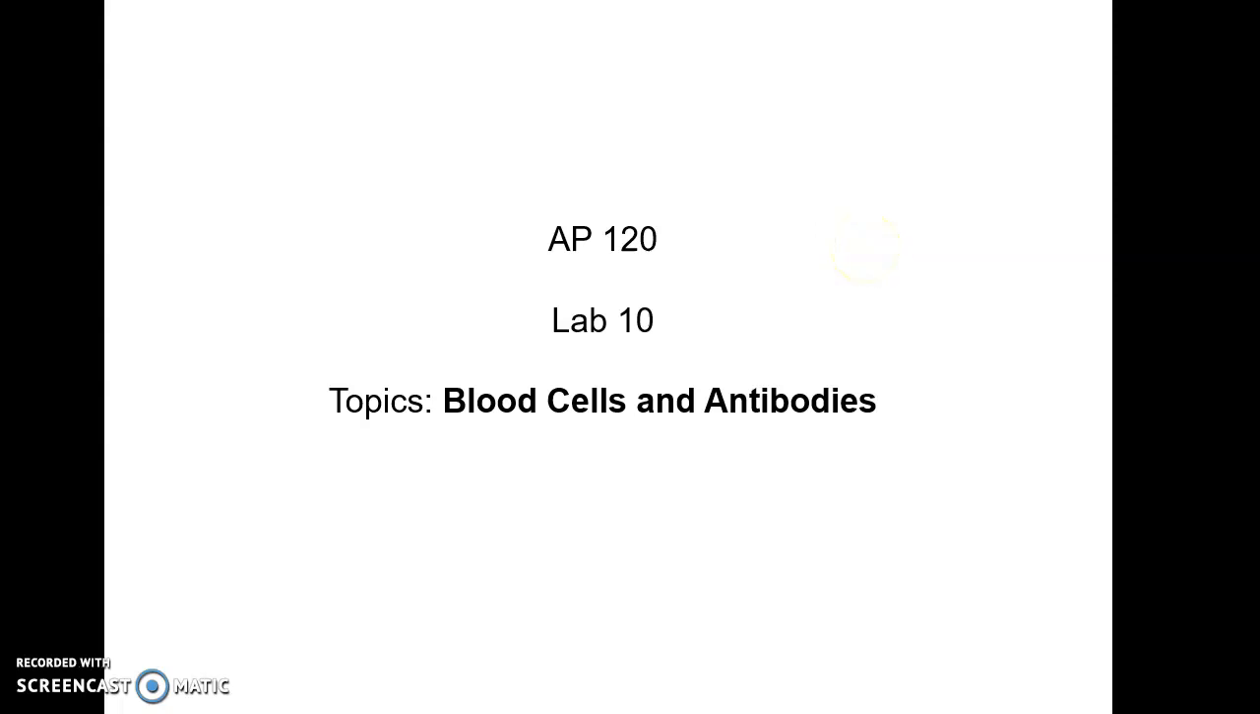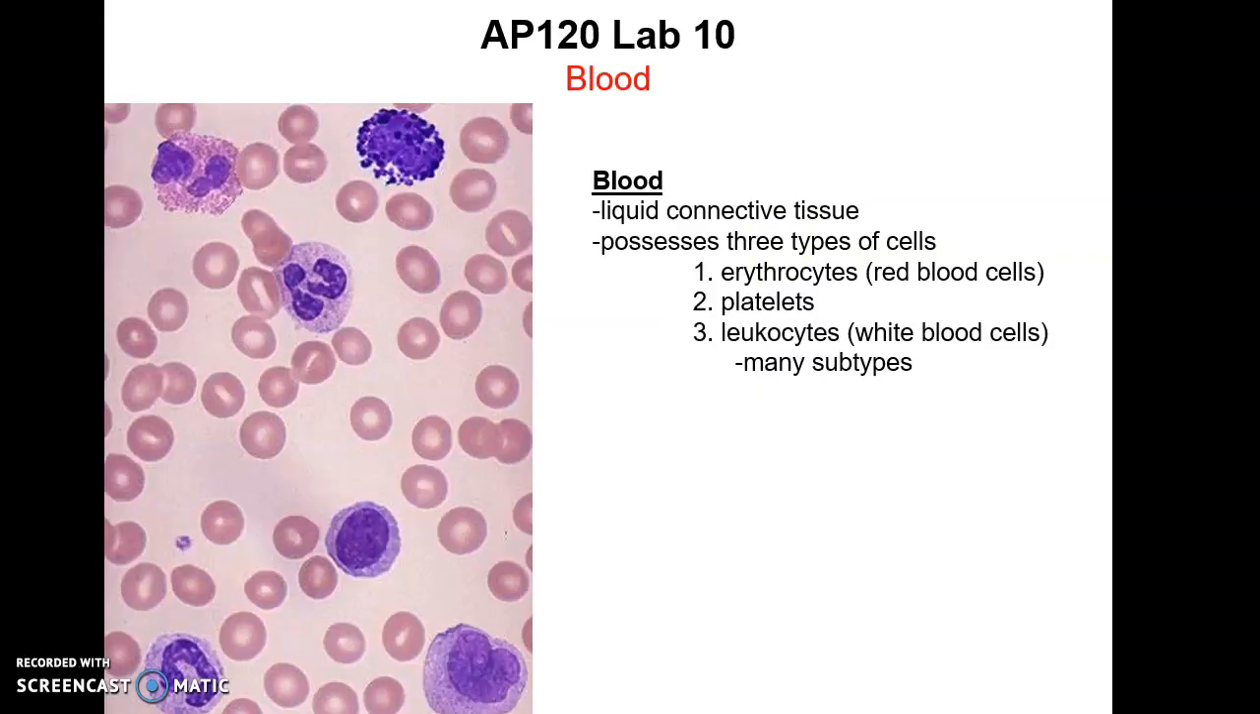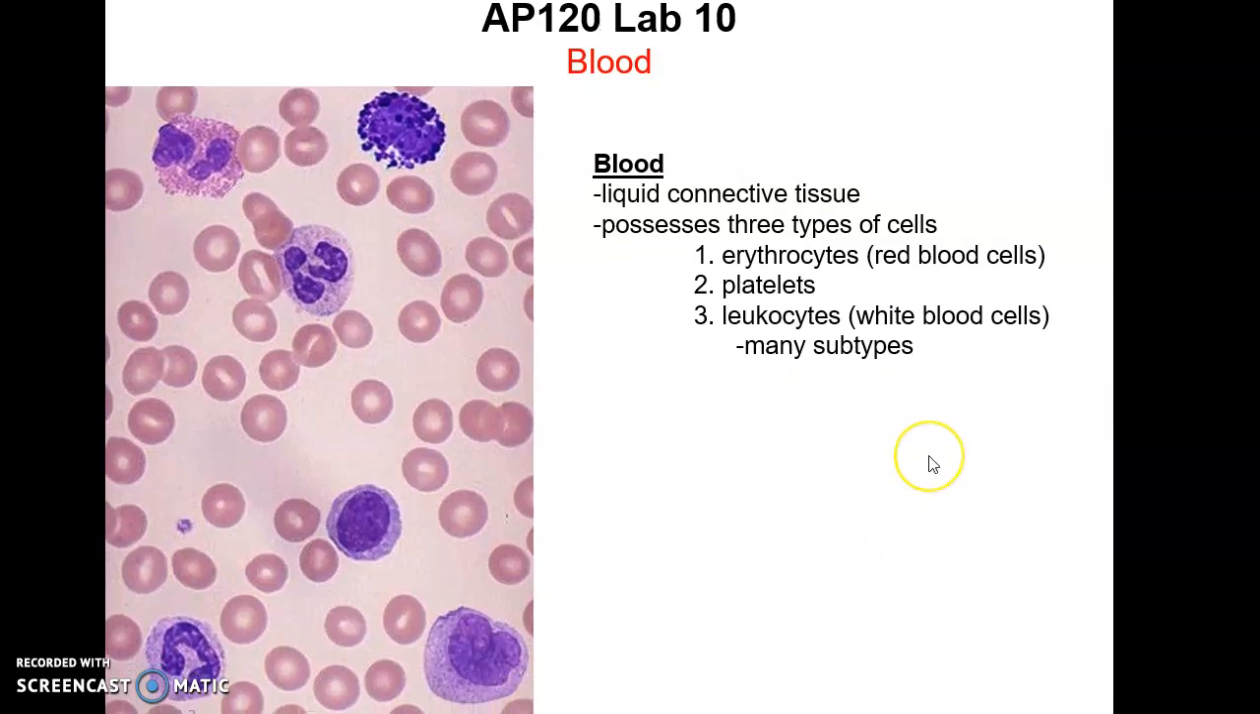AP 120, Lab 10, topics blood cells and antibodies. So here is a slide of a blood sample. And blood, as we know, is our liquid connective tissue. And it has three big categories of cells within it. It has the erythrocytes, also known as the red blood cells, lots and lots of those. Platelets, little teeny tiny guys, and then the leukocytes, and the leukocytes, as we know, have various subtypes.